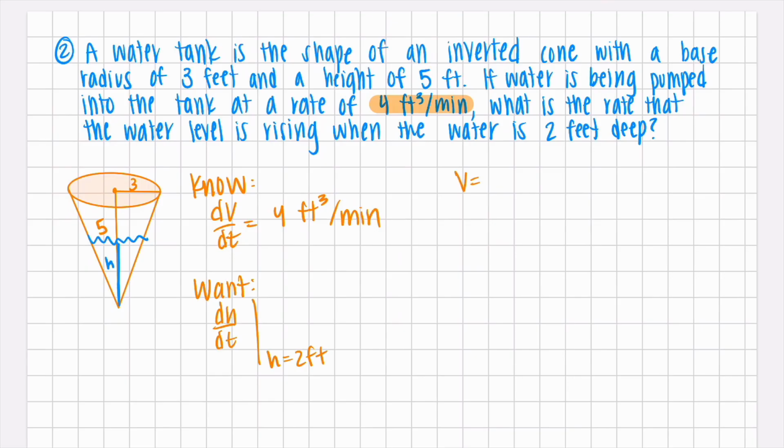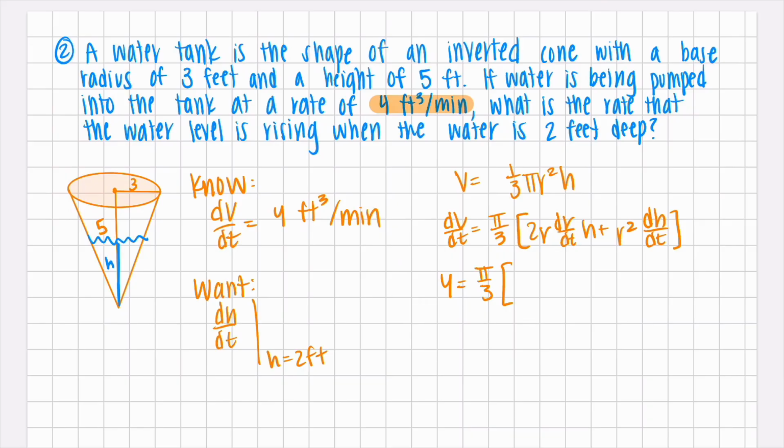We're going to use volume of a cone again, 1/3 pi r squared h. Let's take the derivative with respect to t on both sides. I have that same derivative as the previous problem. So 2r dr/dt h plus r squared dh/dt. And then we're going to plug in dV/dt is 4.